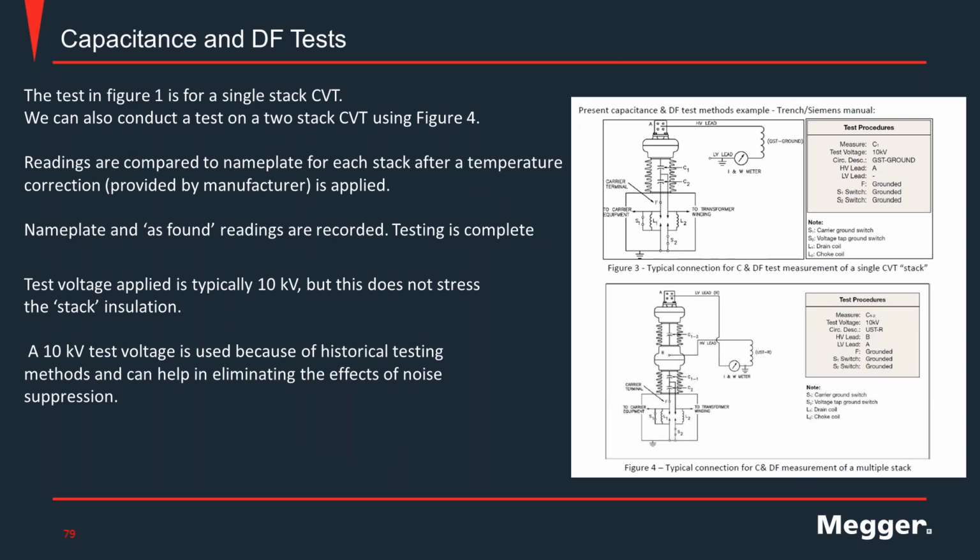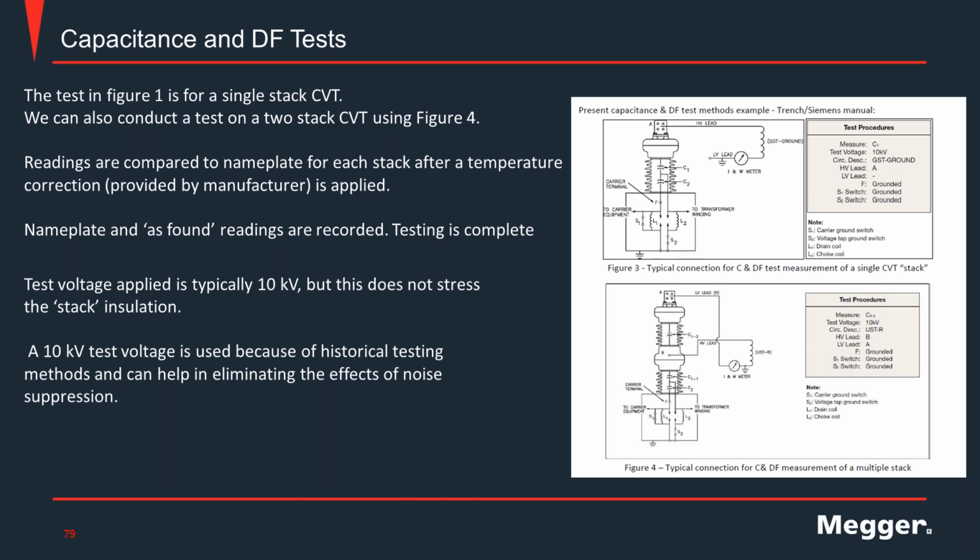When we do the capacitance and dissipation factor test of the CVT, we make these connections. These are the typical connections, as you can see in the diagram. We measure the C1, and we measure the C1 to C2, and in this connection we normally use the GST to ground, and here is the UST measure red. Figure 1 is for a single stack CVT, as you can see here, and figure 4 is for the two stack CVT.